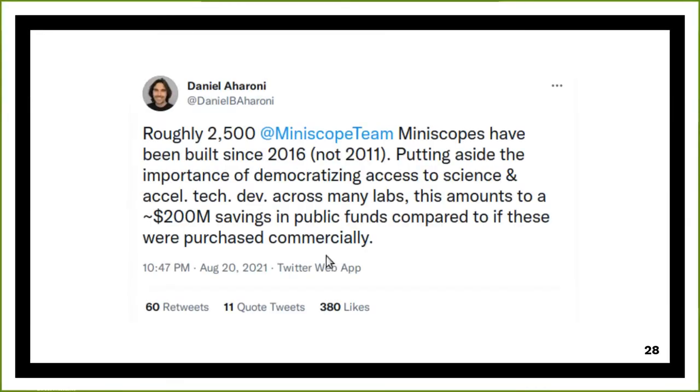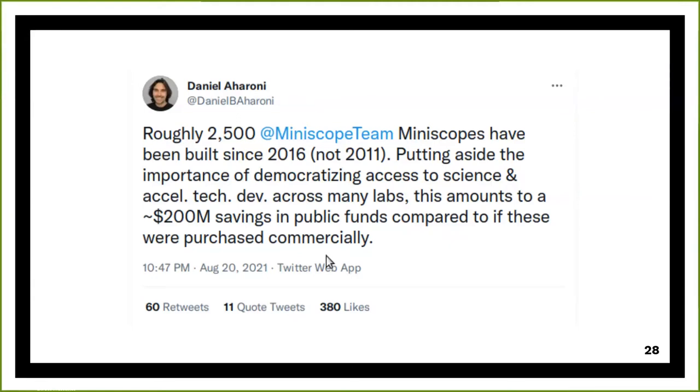And so one last example is the Miniscope that I mentioned before. This came out recently. Daniel is one of the main developers of the Miniscope, and they have built about 2,500 of these since 2016, right? And what he says is that since that time, they've been saving around $200 million in public money compared to if people were buying the same tools commercially available, right? So you can imagine the scale of this.